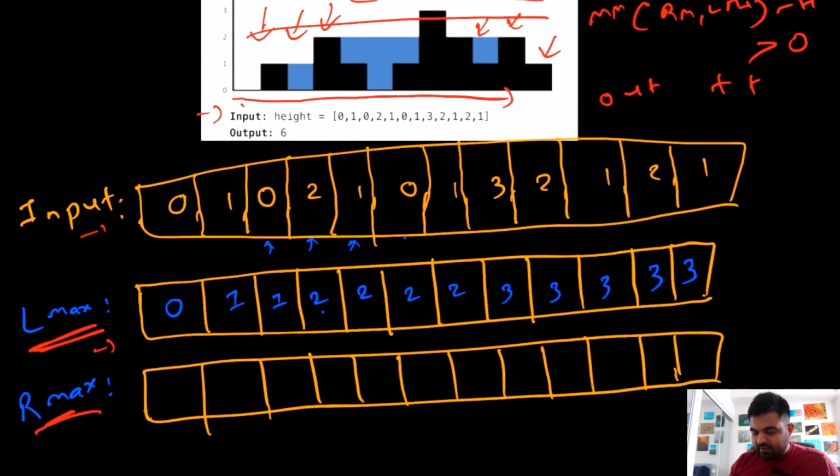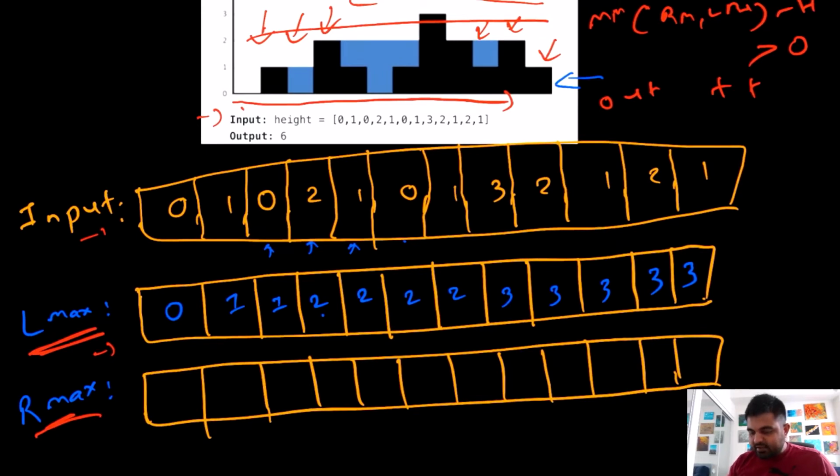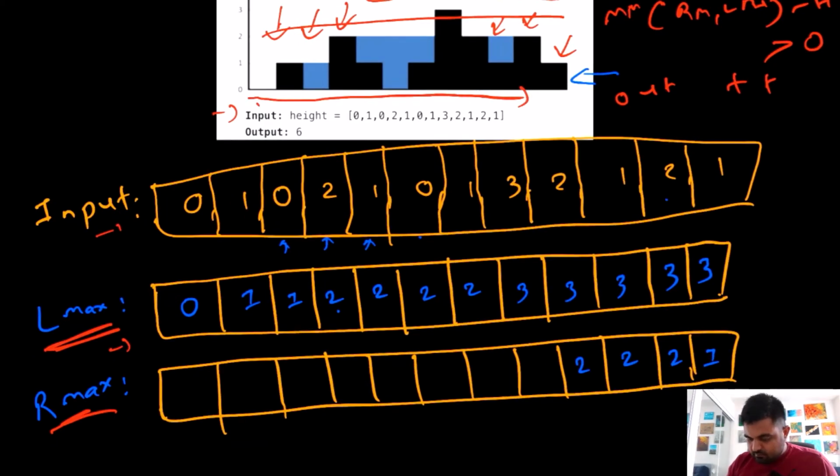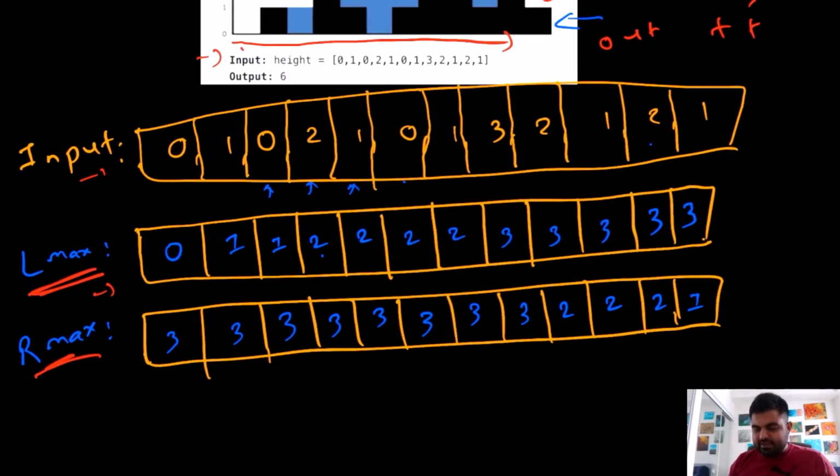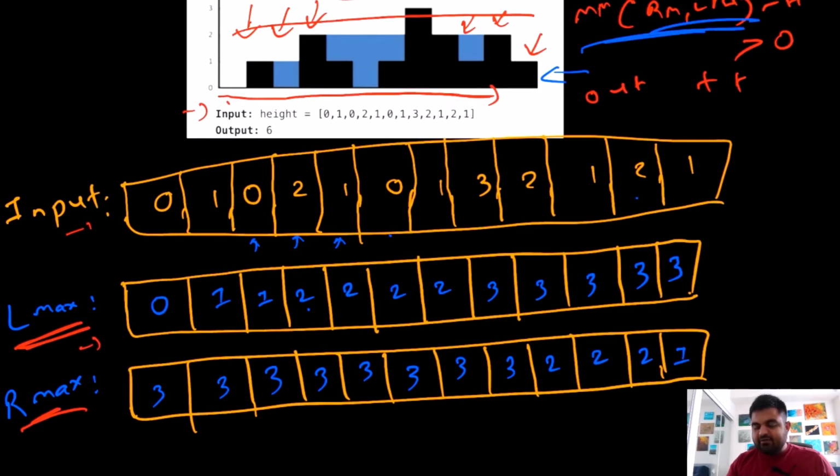Same way we are going to fill out the right max table, but we are going to do it in the reverse order. So over here the right max edge is actually 1, and we are going to repeat the same process. Now we have both of these tables filled out, it becomes pretty easy for us to find the solution.